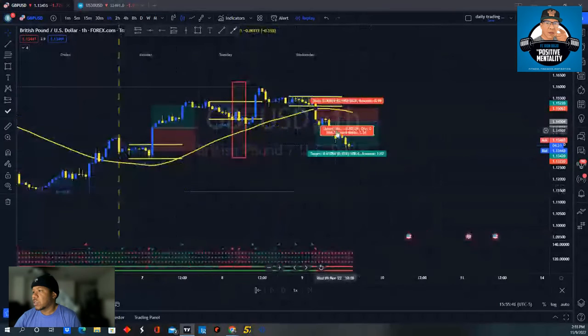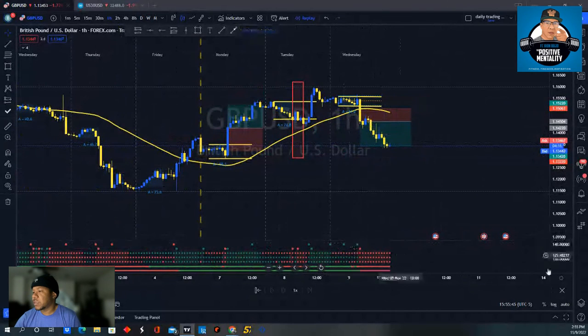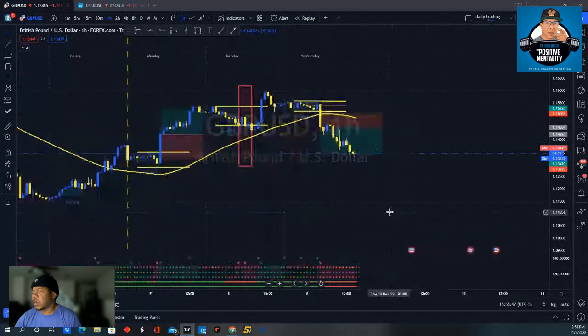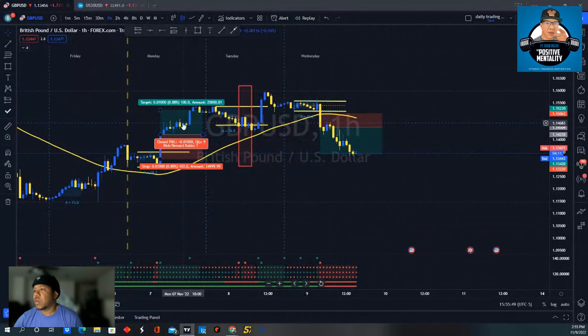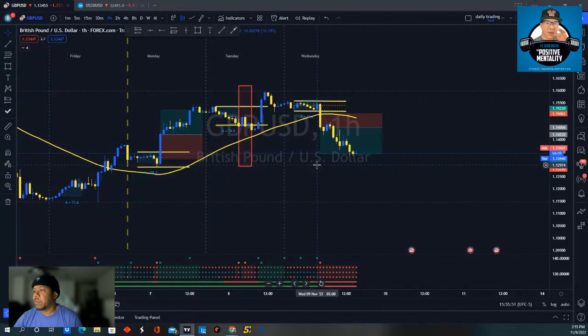Okay, so if you look at this, that is 108 pips. And let's finish this out. 108 pips, and you got 100 pips right here. That's 208 pips for the week.